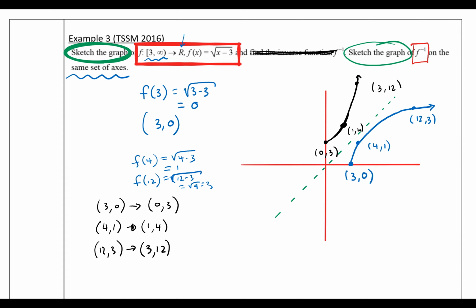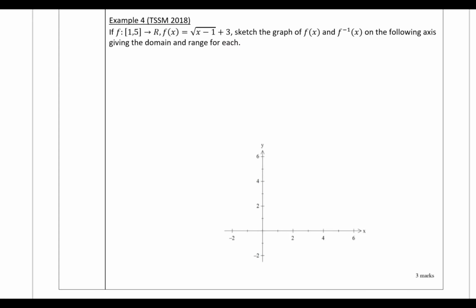The final part is to label everything. So I've got an x-axis, a y-axis, this is y equals f of x, and this is y equals the inverse of x. Let's once again pause the video and see how you go at this question here.